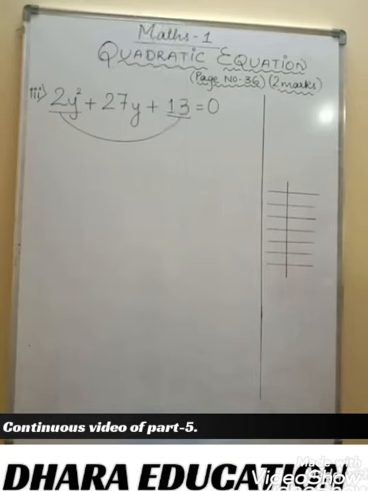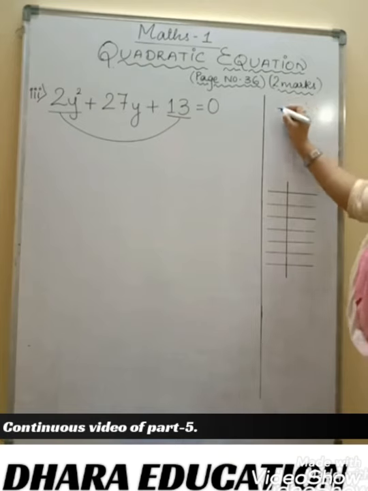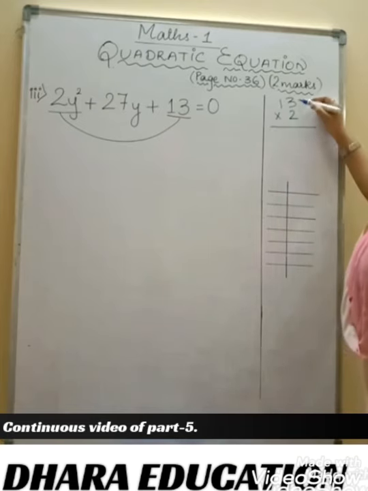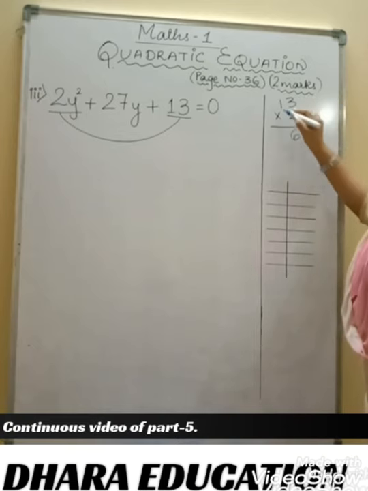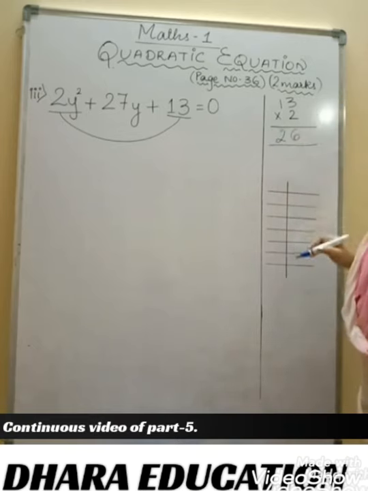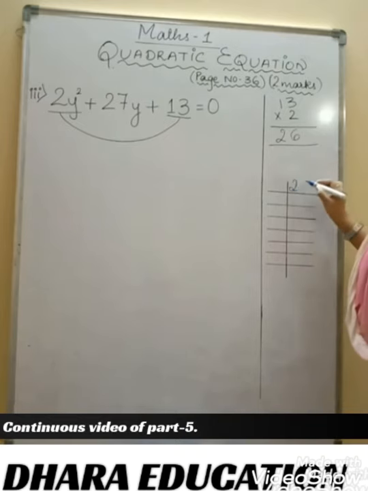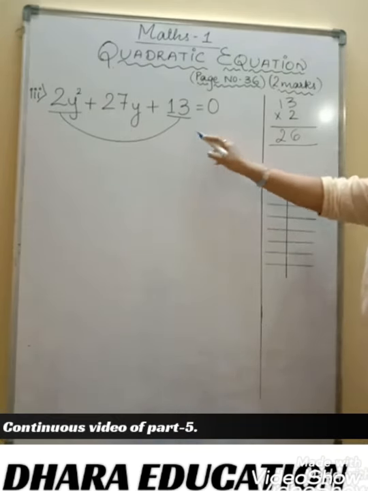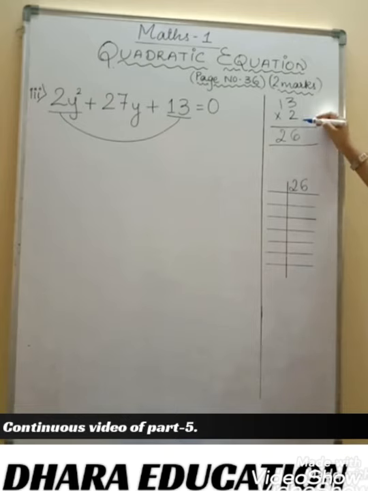Now students, we first have to multiply the first term and the third term. 13 2s are 26: 2 3s are 6 and 2 1s are 2. So we will write 26 here. I repeat once again: the first term will be multiplied with the third term. So 13 multiplied by 2 gives you 26. This 26 we need to write here for further factorization.